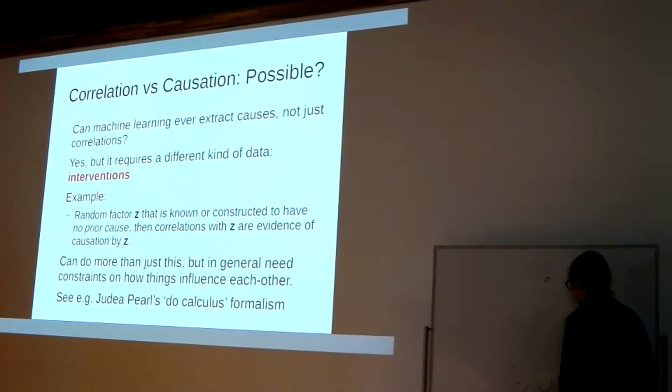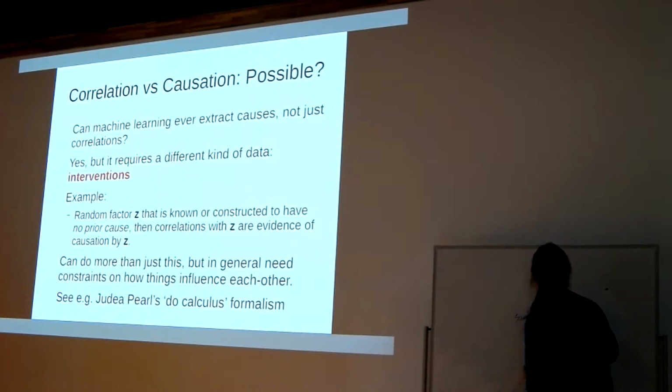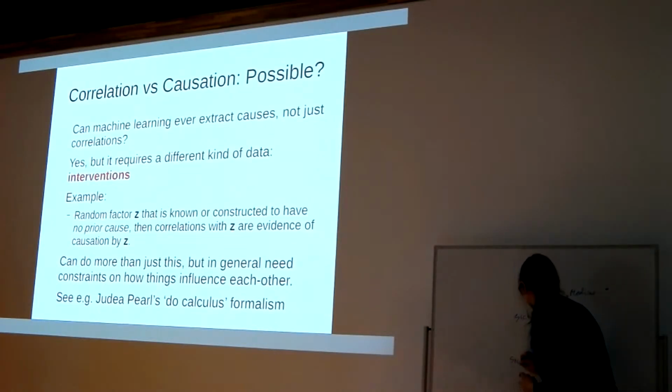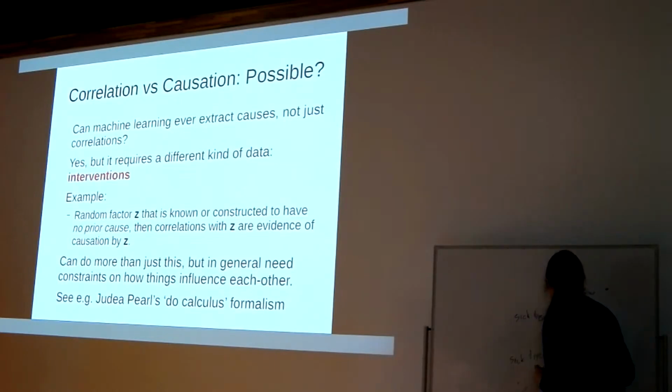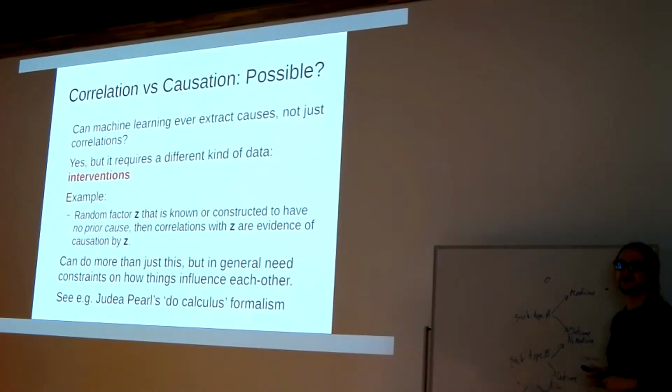It could be, say, type A to medicine to outcome, or no medicine. Right, this kind of thing's a problem.